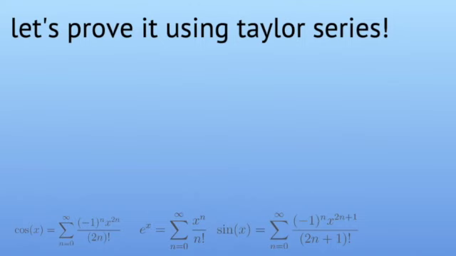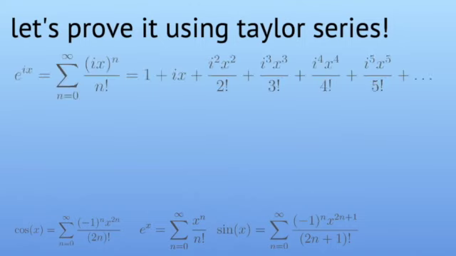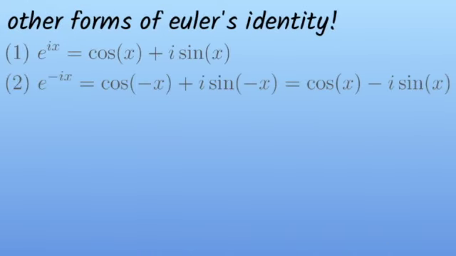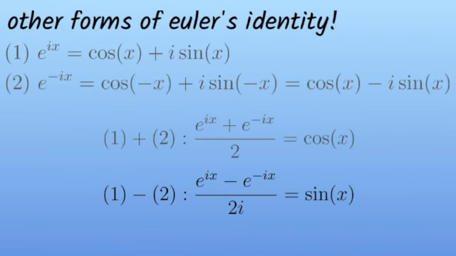Well, let's prove it using Taylor series. We first plug in ix in the e to the x series. Then, we rearrange the terms and evaluate the i exponents. Finally, we can plug in cosine x and sine x for their respective Taylor series. We can also derive other forms of Euler's identity, such as the following two formulas for sine and cosine.